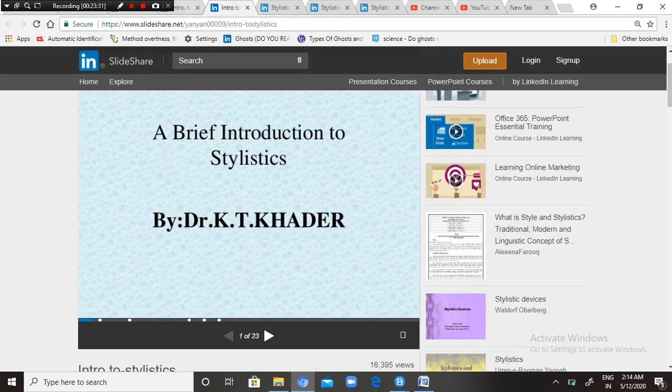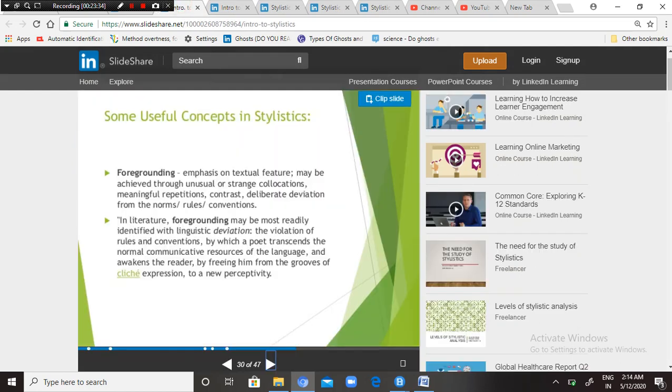Okay, here we go. We watch the slide which we are discussing in a short video: some useful concepts in stylistics. Foregrounding: emphasis is not a textual feature but may be achieved through unusual or strange collocations, meaningful repetition, contextual deviation from norms, rules and conventions. In literature, foregrounding may be most readily identified with linguistic deviation, deviation from the rules and conventions by which a writer and a poet transcends the normal communicative resources of the language, and awakens the reader by freeing him from the groove of cliché to a new perspective.